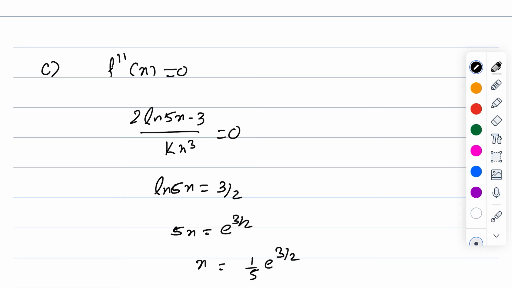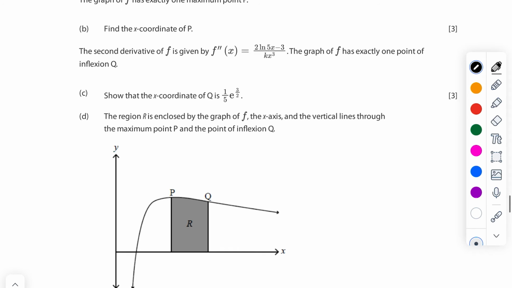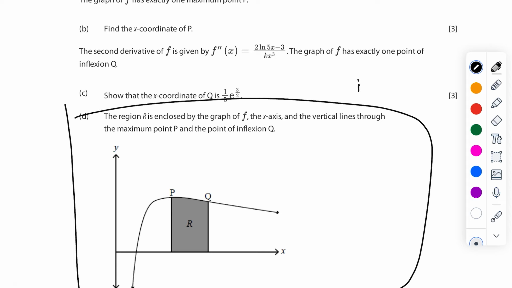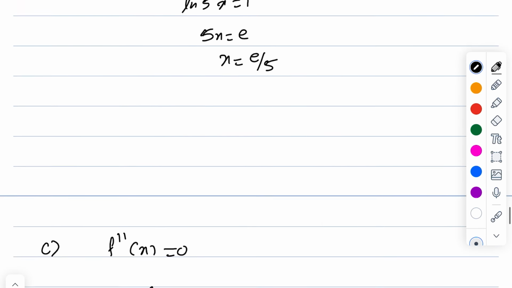Then the region R is enclosed by the graph, x-axis, and vertical lines. Find the area of this one. For finding this area, this entire part comes under integration. So when we do the integration video, then we will be able to do that. This video is exclusively for differentiation.